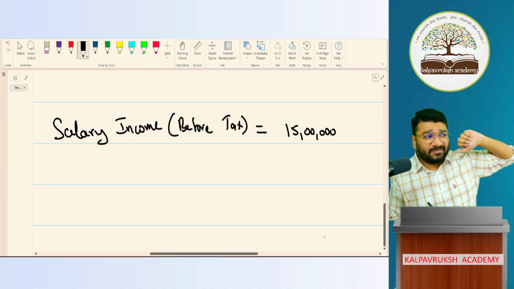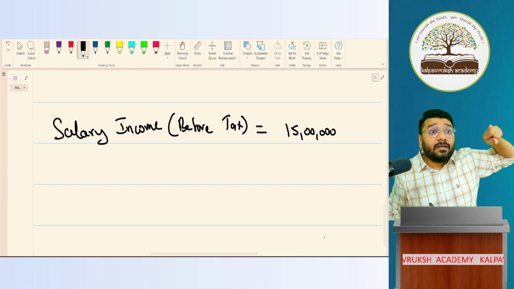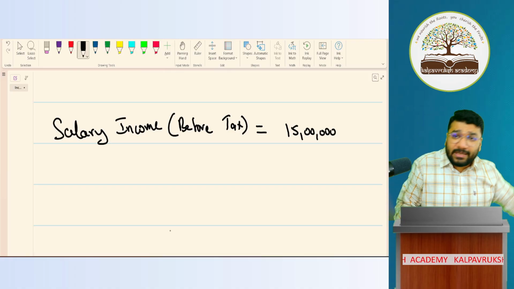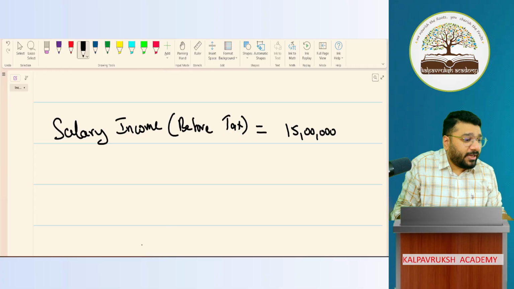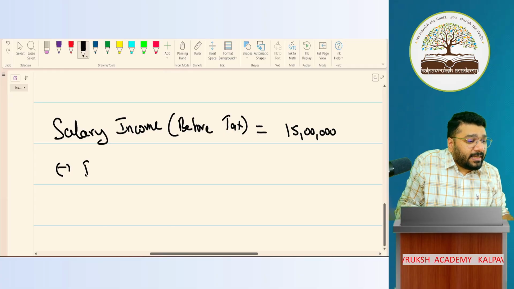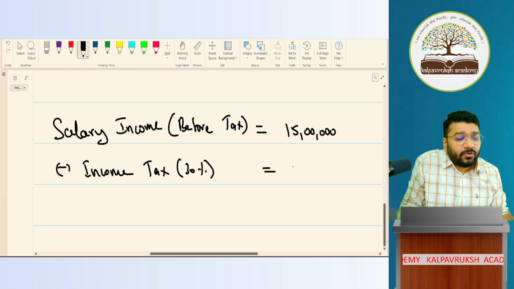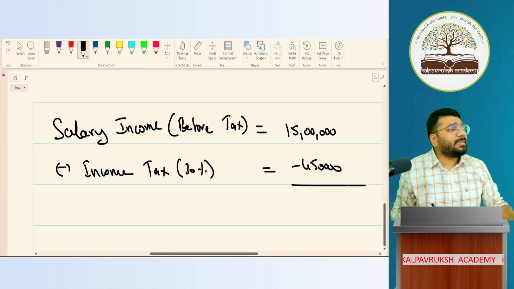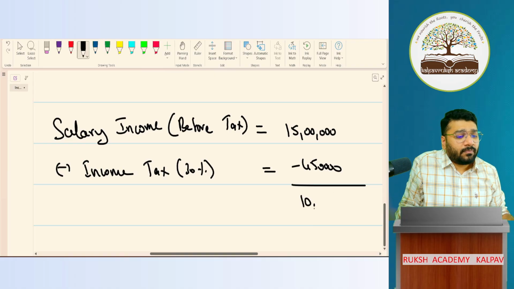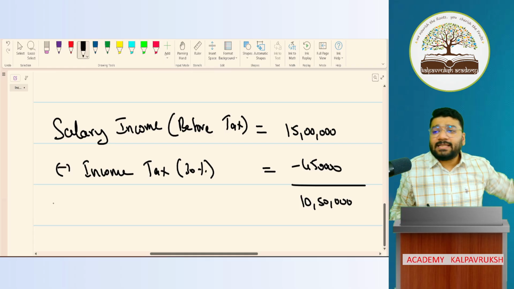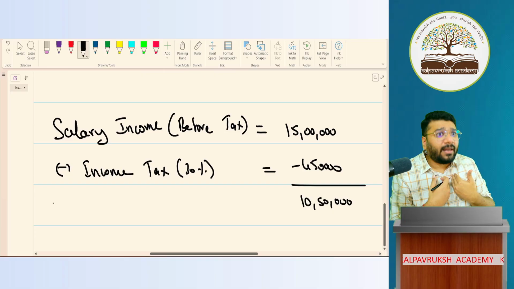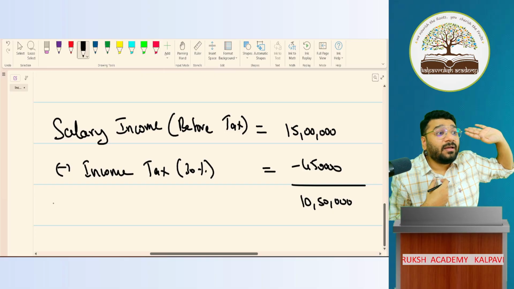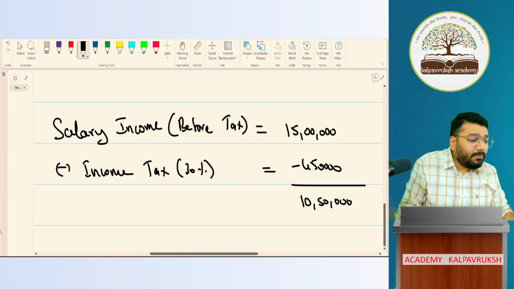Should I add or minus? Think and respond. Income tax, add or minus? Minus, because I have to give it to the income tax department. From this only I have to give, so remove it. Okay, not okay. Minus income tax, 30%, 4 lakh 50,000. What is the balance amount? 10 lakh 50,000. So can I say this is income after tax? This is after paying tax to the government, the income tax department. So income after tax.